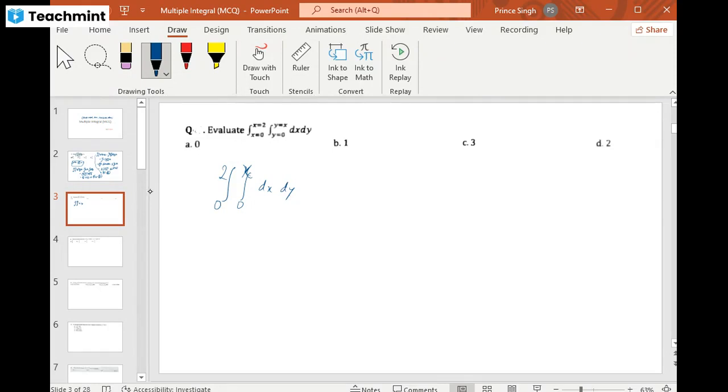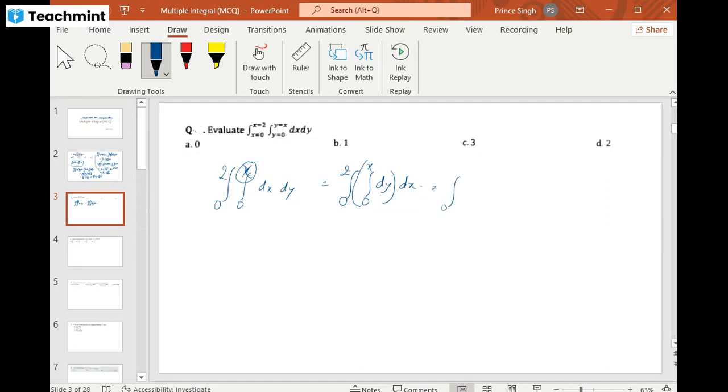Here it is written dx dy, but because this is a function of x, it means that this limit must be of variable y. So the actual representation of this integral should be 0 to x dy dx. Now, because the limit is in variable form, we are not able to separate the integral. So firstly, we need to integrate with respect to y, then with respect to x.